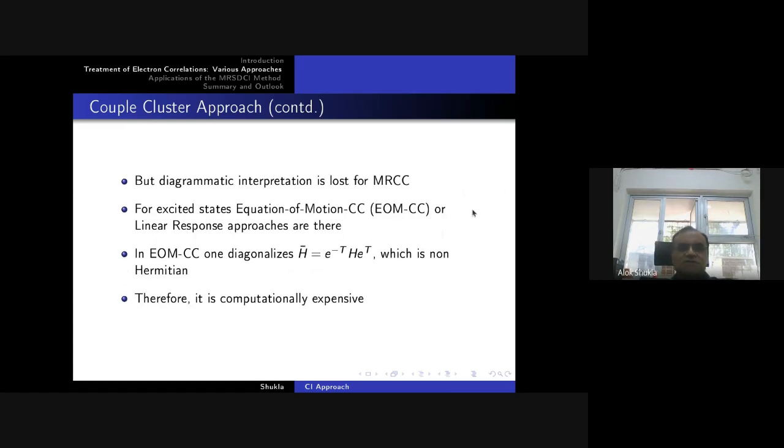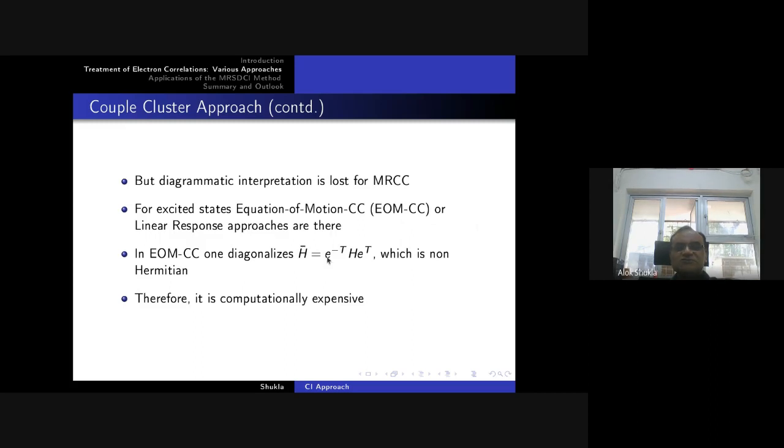But if we move on to multi-reference systems, then in the most general case we don't have any diagrammatic interpretation, so we have to just work with algebraic equations. For excited states, there is a nice version of coupled cluster available called equation of motion coupled cluster. There you take, instead of the true Hamiltonian, this H bar, which is related to the true Hamiltonian by this non-unitary transformation. So H bar becomes a non-Hermitian matrix, while we know that the true Hamiltonian by definition is Hermitian.